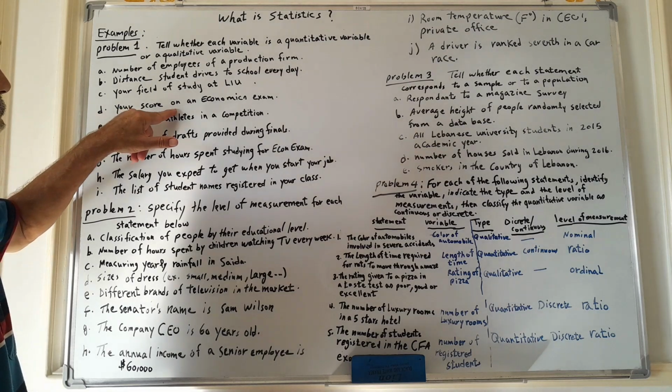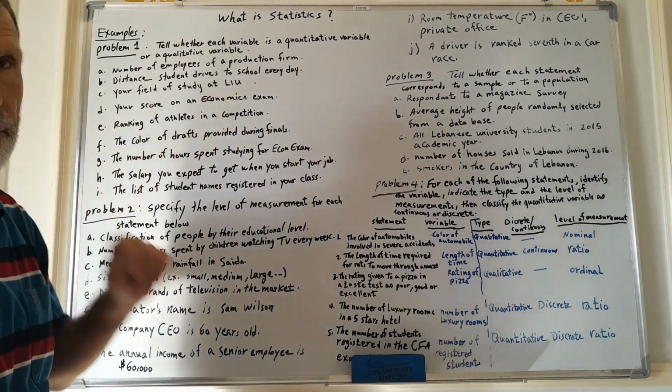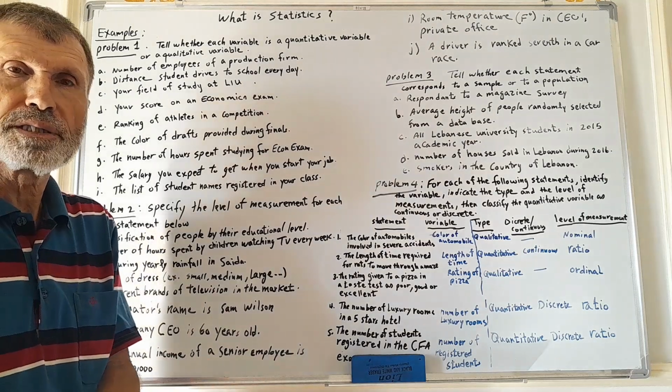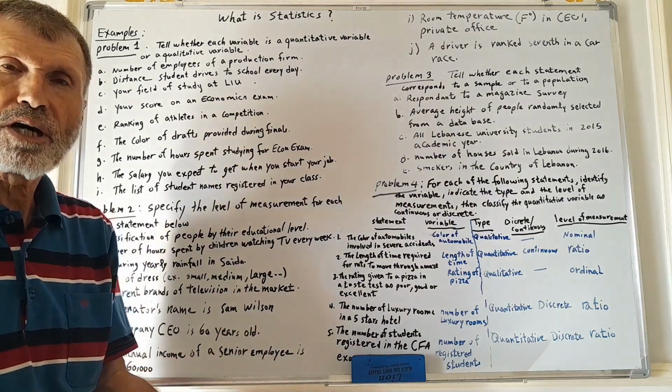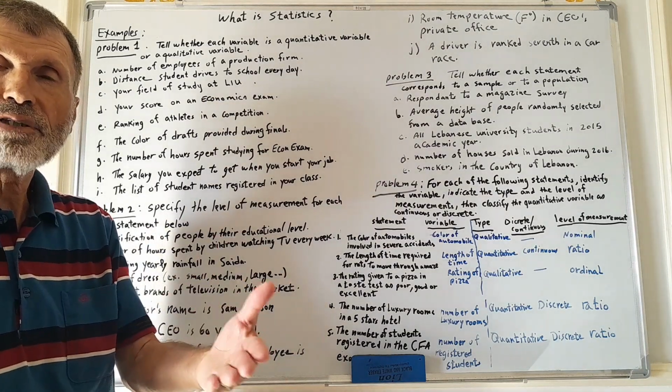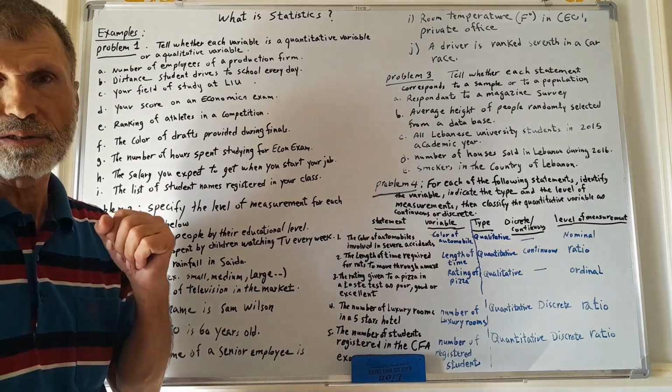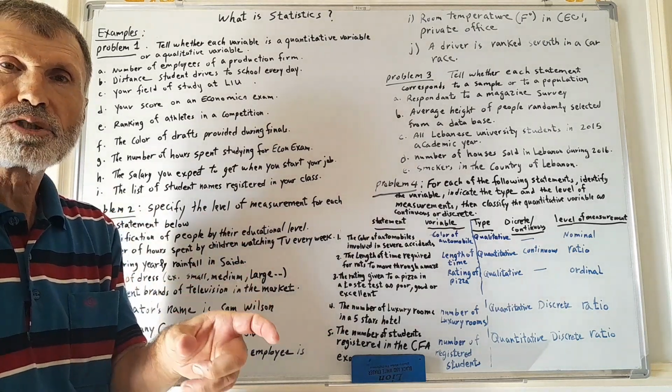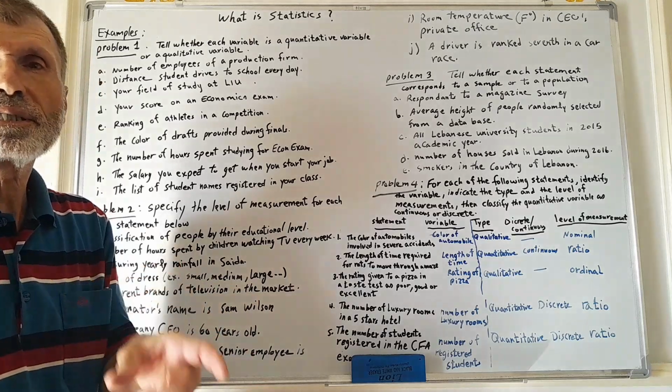Your score on an economics exam. Your score could be 20 out of 100, 50 out of 100, or 70, 80, or 90 out of 100. So the score is reported numerically, therefore it is a quantitative variable.